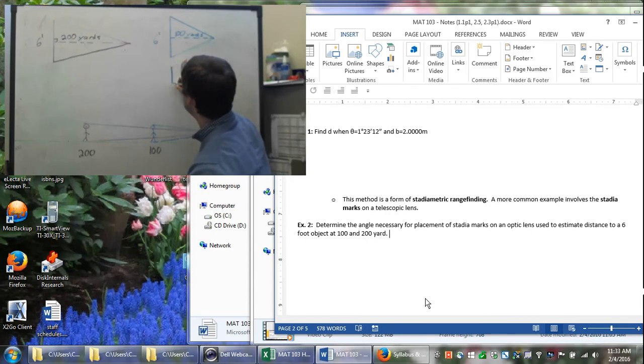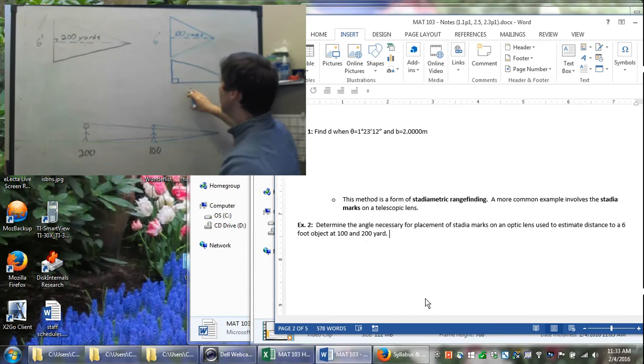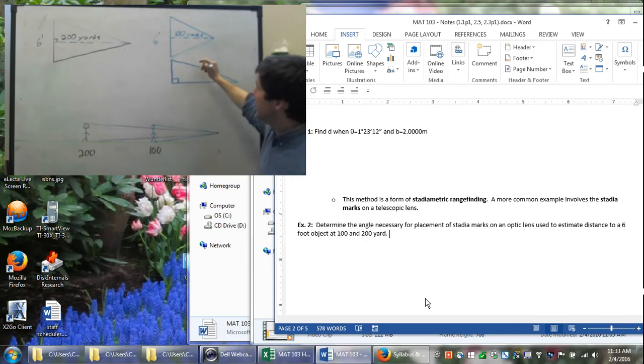So we're going to determine that angle necessary for placement of steady marks on an optical lens used to estimate distance to a 6-foot object at 100 and 200 yards. So I've got this example. I've got it all drawn out for you.